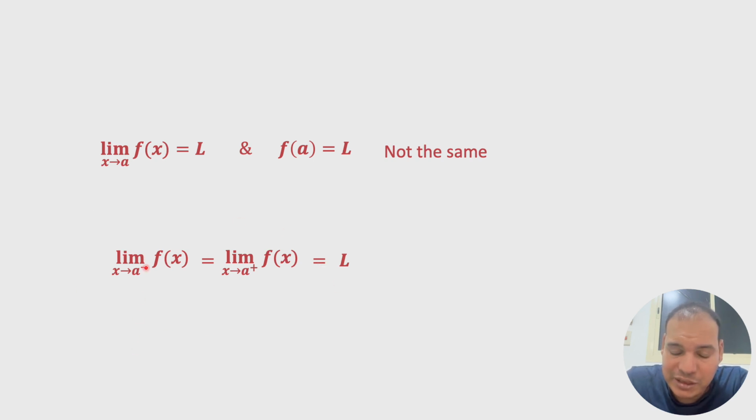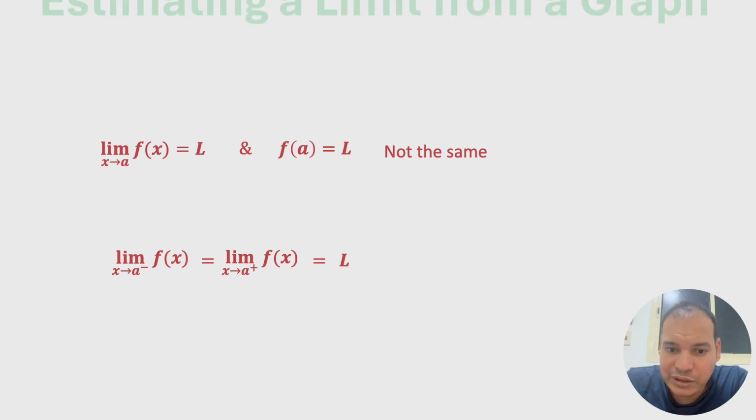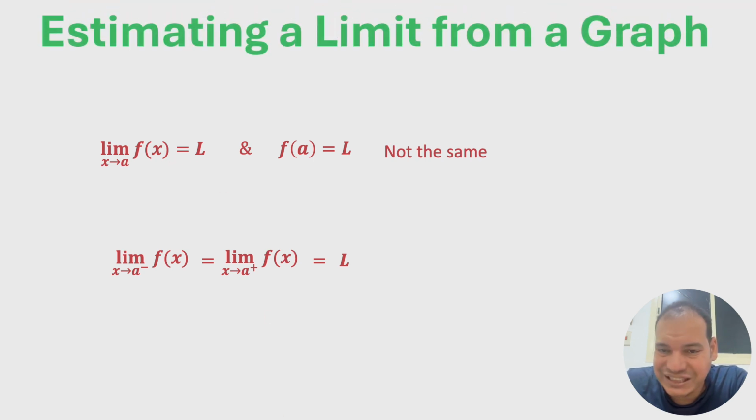A negative means approaching from the left. A positive means approaching from the right. If they are both equal, the function has a limit at this point. This is what we are going to do right now. We are going just to estimate it from the graph, or calculate it from the graph. Okay, let's continue.